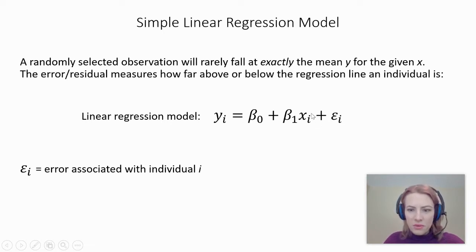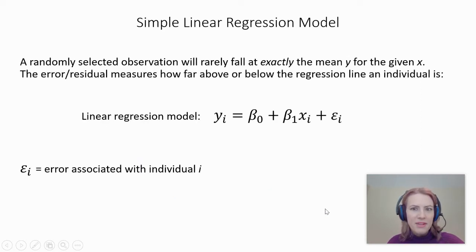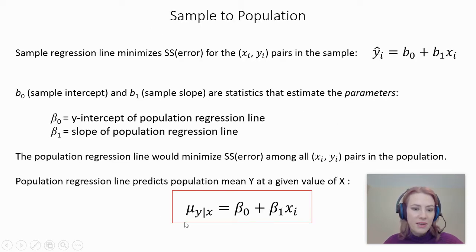So the heart of this expression is the same for both equations. Just when we add on the error term, we're then being specific and talking about a single individual rather than the mean tendency.